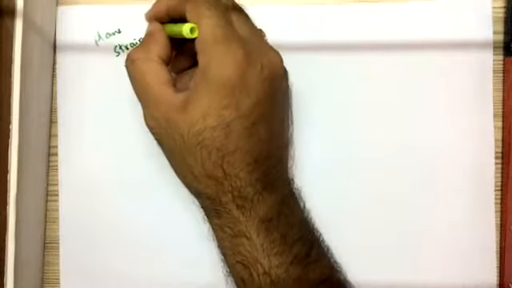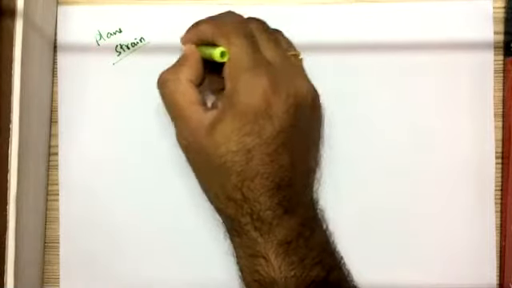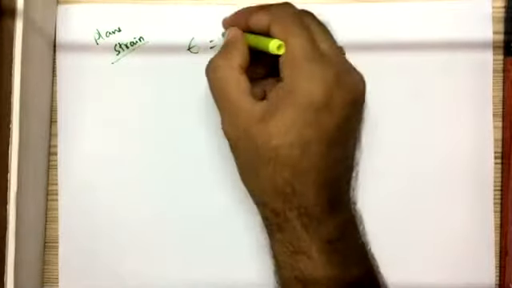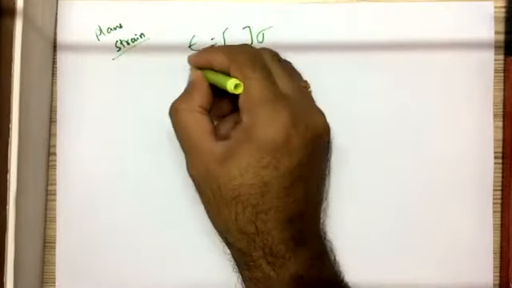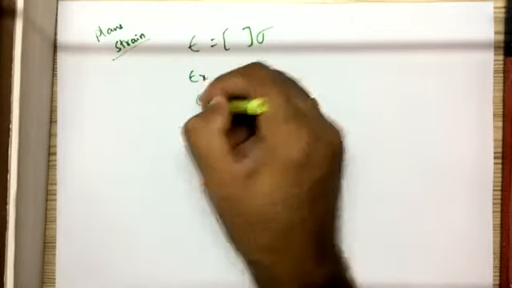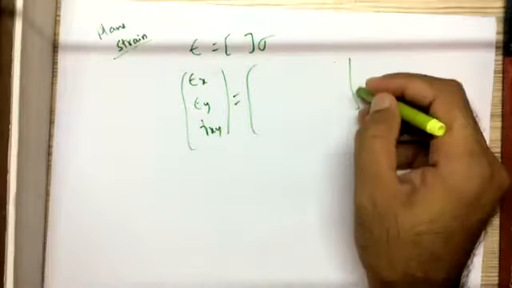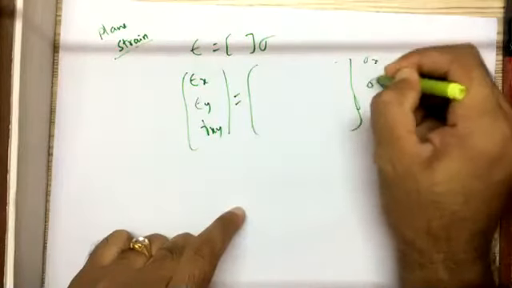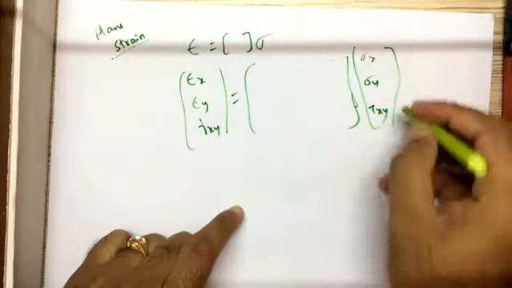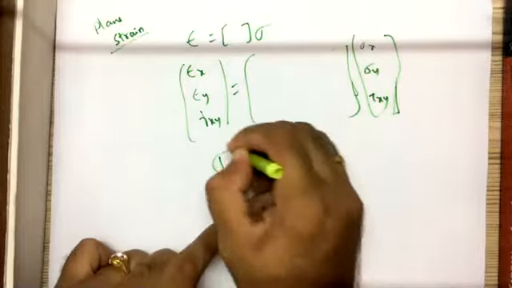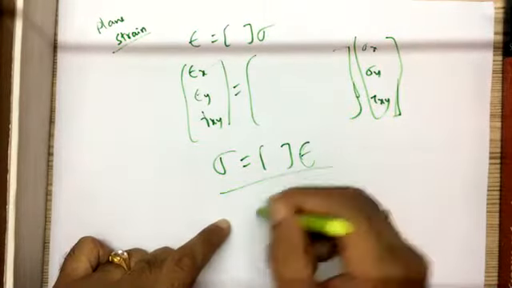We have also seen that in plane strain we got the equation epsilon equals some matrix into sigma. That is, epsilon x, epsilon y, gamma xy equals some matrix into sigma x, sigma y, tau xy. But according to Hooke's law, we want sigma equal to something into epsilon. This is the form we ultimately want.